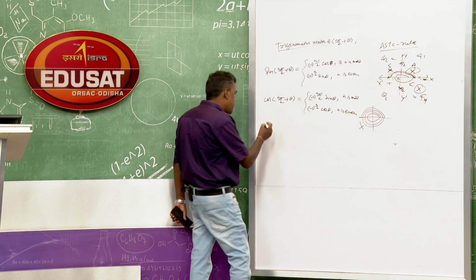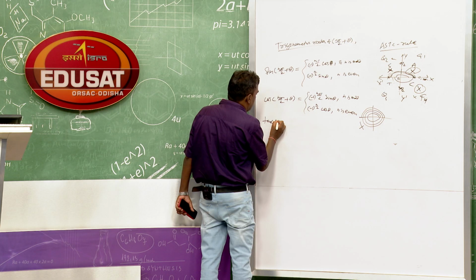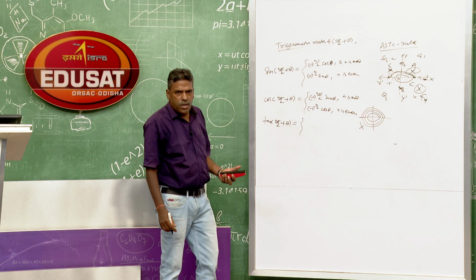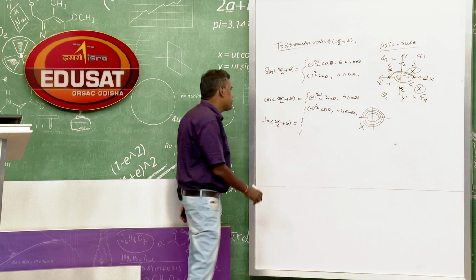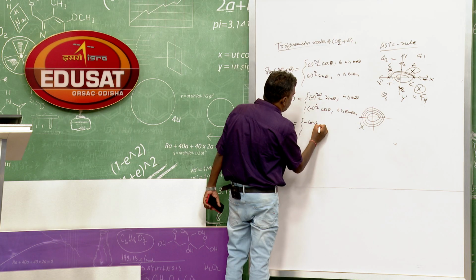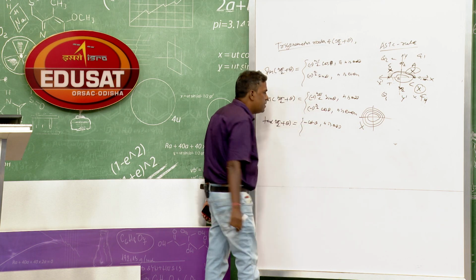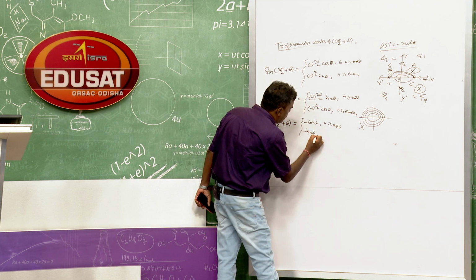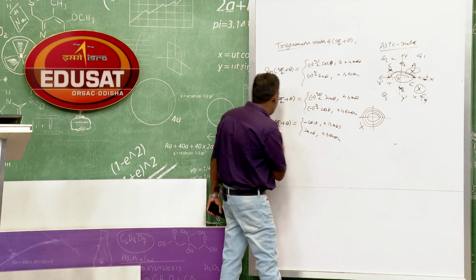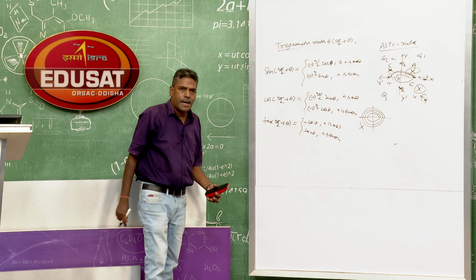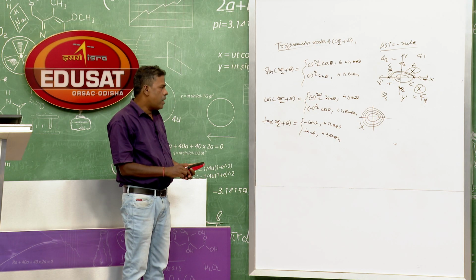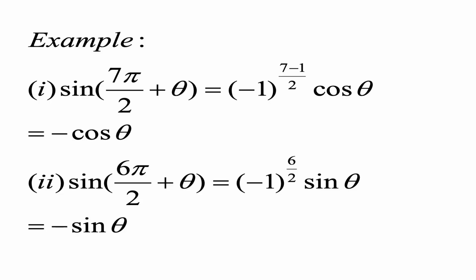Then tan(n pi by 2 plus theta) is equal to minus cot theta if n is odd, and equal to tan theta if n is even. So, tan(n pi by 2 plus theta) is equal to minus cot theta if n is odd, equal to tan theta if n is even.